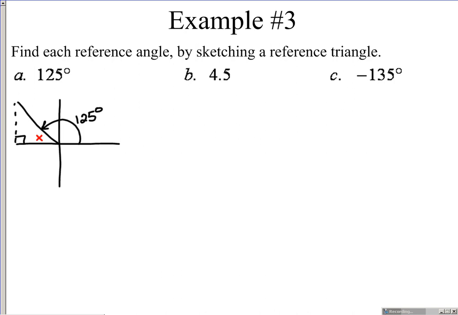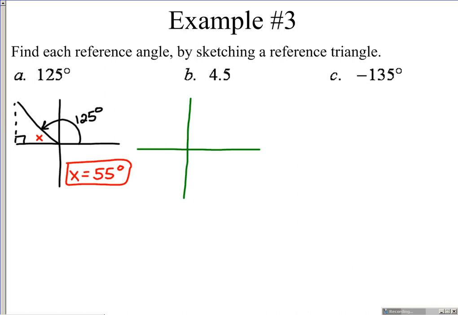Well, if I rotate all the way halfway around, that's 180. I didn't go that far. I only went 125. 180 minus 125 gives us a reference angle of 55 degrees.